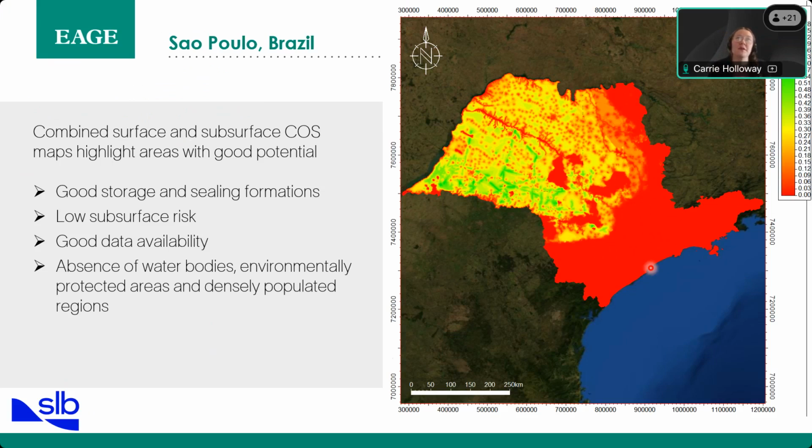We have low subsurface risk. We have good data availability, and also the absence of water bodies, environmentally protected areas, or densely populated regions. So from here, we can actually pick sites that we could store our CO2 in.